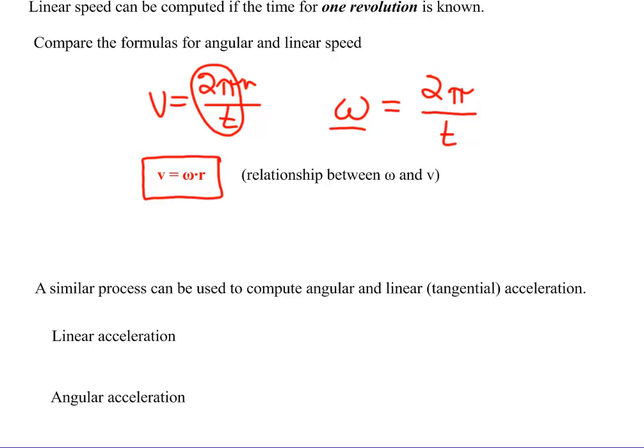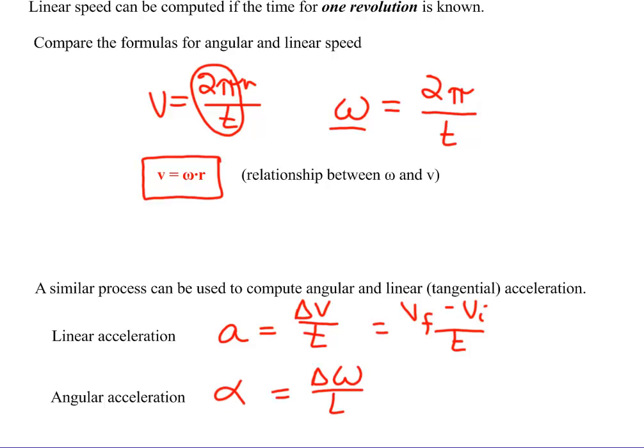We can also compare angular acceleration with linear acceleration. Angular acceleration, the definition of acceleration we've seen, is change in velocity over time. Final velocity minus initial velocity over time is the same thing. Angular acceleration, the symbol for that is alpha, and that is change in angular velocity over time. Final angular velocity minus initial angular velocity over time.